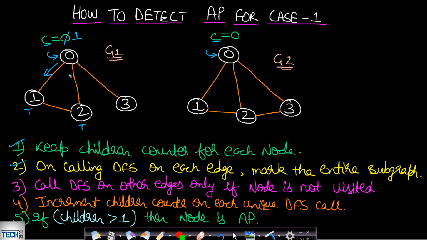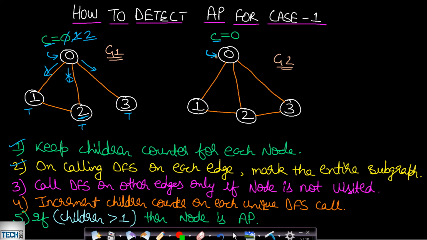Now we will make a DFS call to the second outgoing edge. But in this case, you can see that 2 is already visited. Therefore, this will be in the same subgraph. Since it is visited, it is included in the subgraph which we have already visited. So we will not visit it again and we will not increment the child counter. Now we will check edge 0-3. Now 3 is not visited, therefore we will increment the child counter and we will visit this 3. So in this graph, for this node 0, the number of children will be equal to 2.